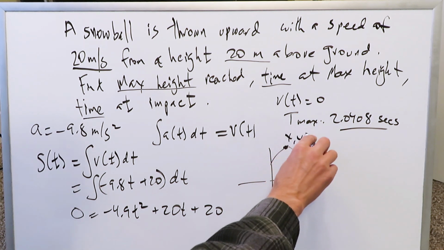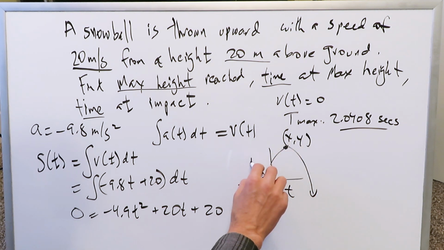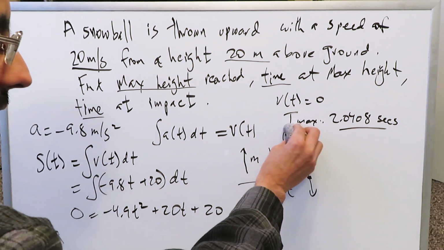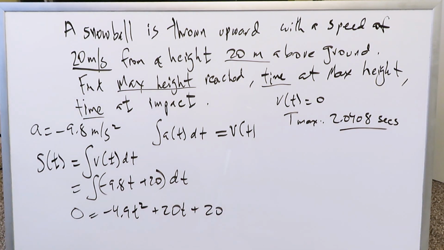This x comma y, this x value here would be the time, and then the y value here is your meters or your position, the vertical height. At this specific point you have the maximum height and the time at that maximum height. At this specific point you have the time at impact, and that's exactly what we're looking at right over here. We don't have to worry too much about the graph because our approach here is right. We'll still get to the right answer.